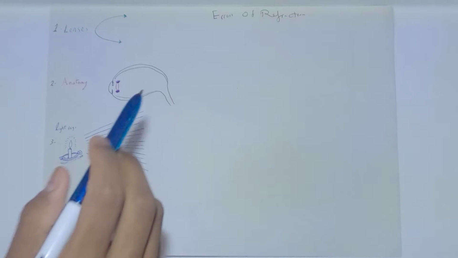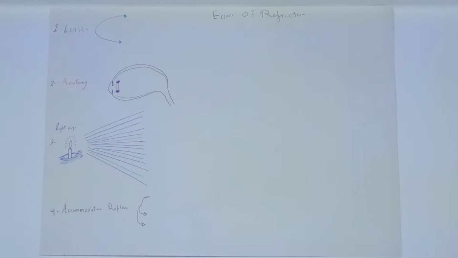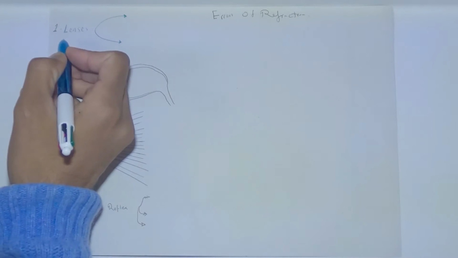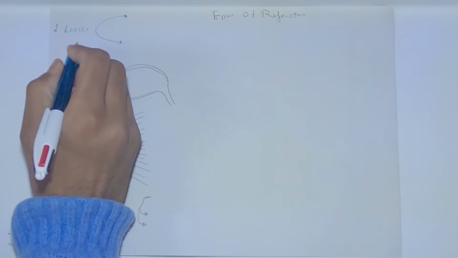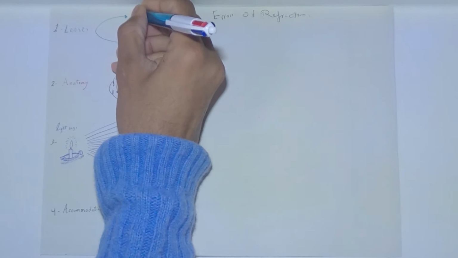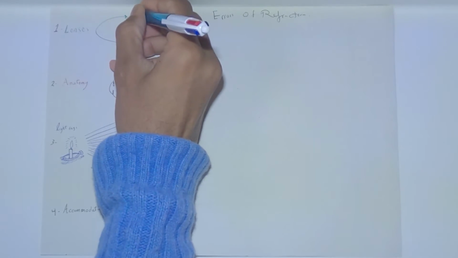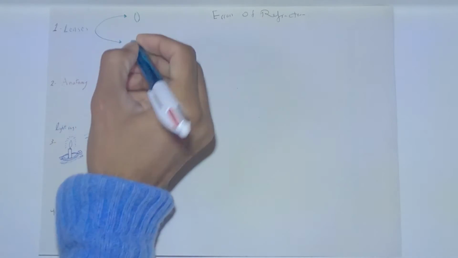We're going to talk about errors of refraction, but before we jump into the subject, I just wanted to make sure that we all are aware of 4 cardinal points before we discuss the error of refraction subject. So first of all, lenses. We have 2 types of lenses that we need to know. This and this.